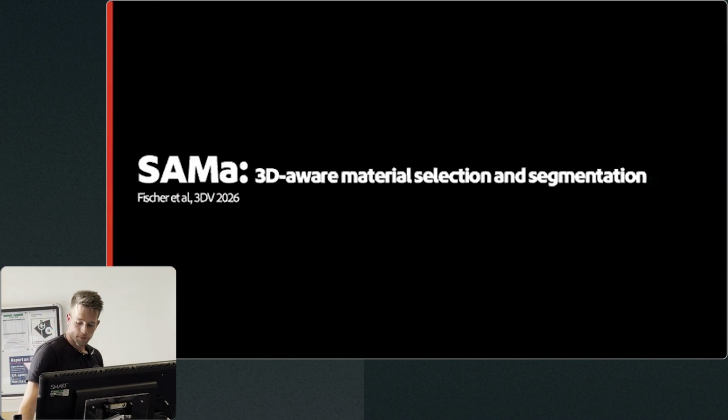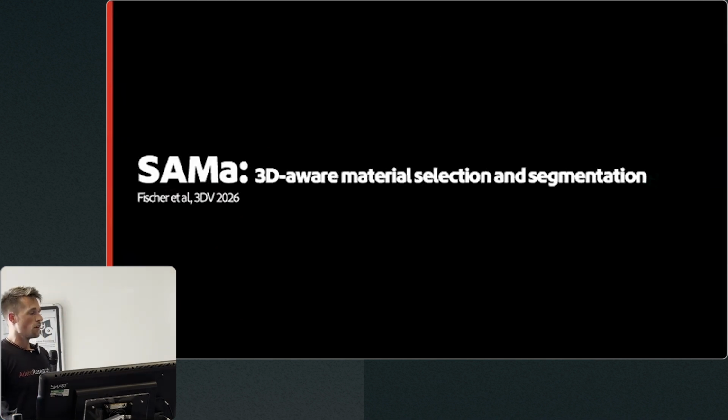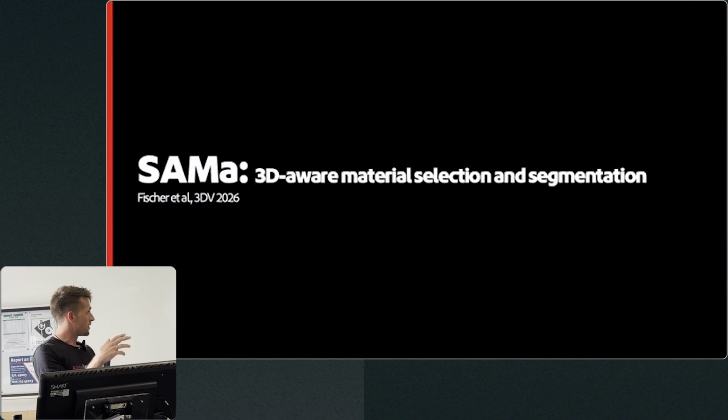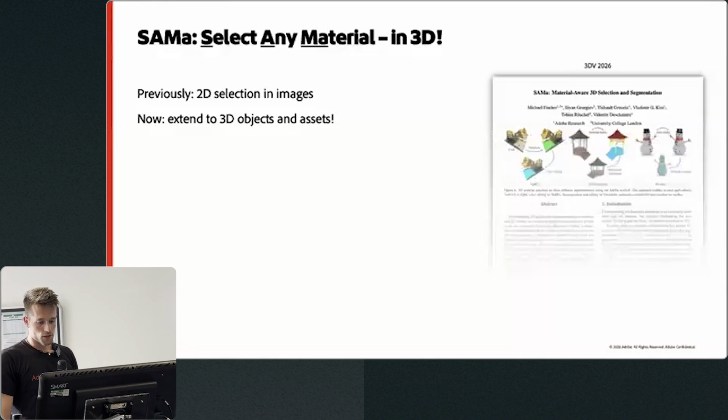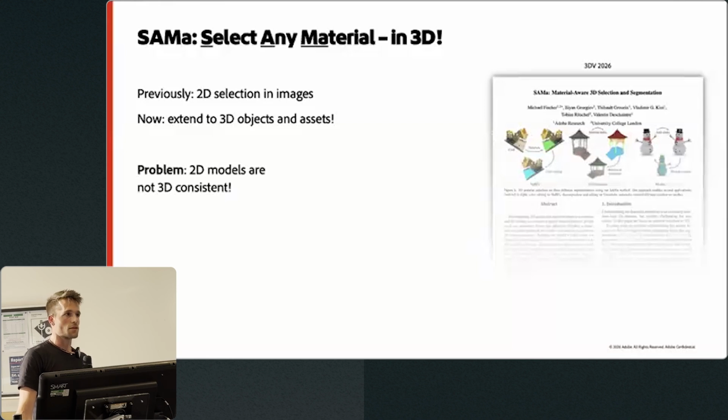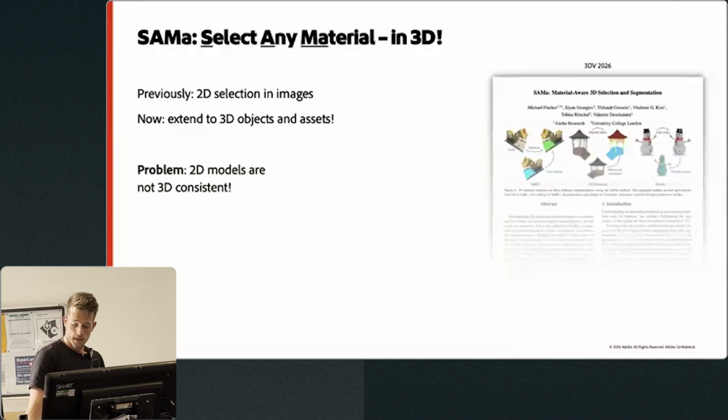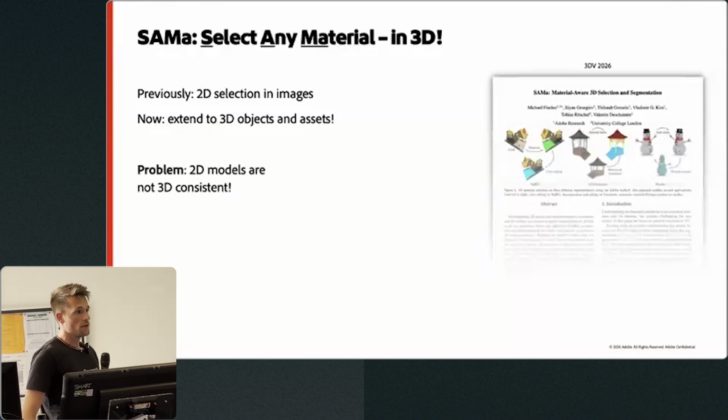And in the last paper that I want to present, we're now going beyond 2D. These were all image-based, and we're going to lift material selection to the 3D domain. This was presented at 3DB this year, actually, where I met Harpreet and the Voxel 51 team. And this is called SAMA for Select Any Material in 3D. So the task remains click-based selection, but now you want to be able to support 3D assets like NURBS, Gaussians, and meshes. And the problem is that 2D models are not 3D consistent.